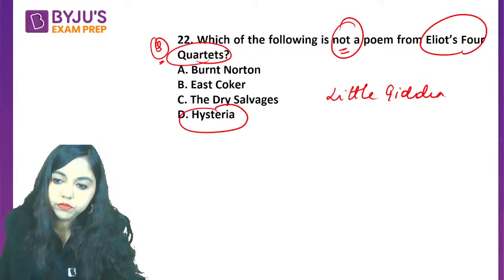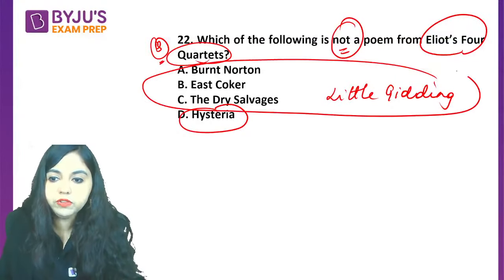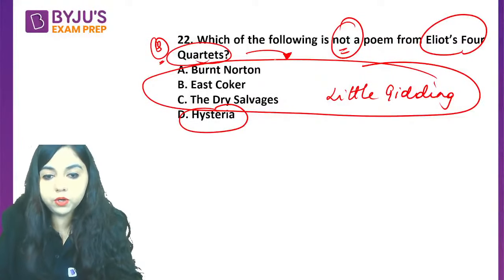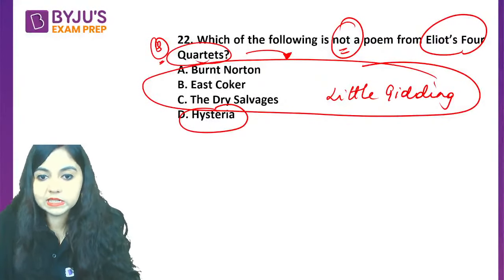Right. So all of these are a part of the Four Quartets: Burnt Norton, East Coker, Dry Salvages, Little Gidding.